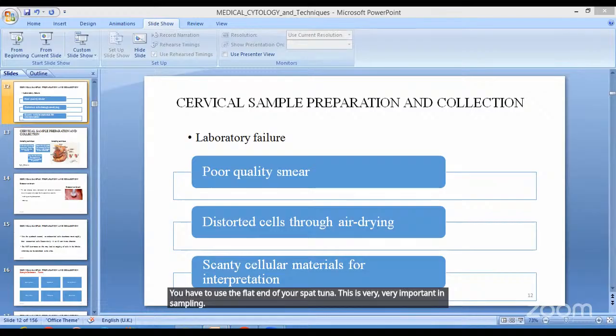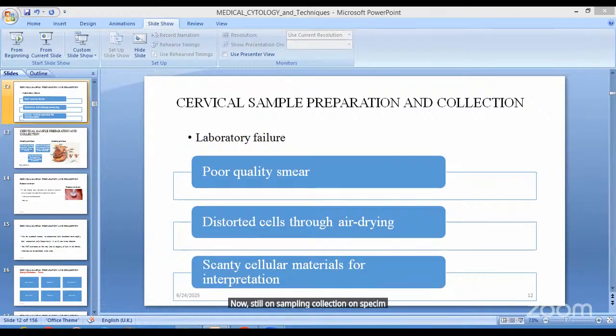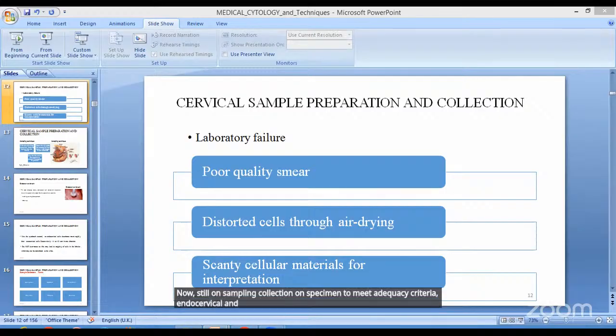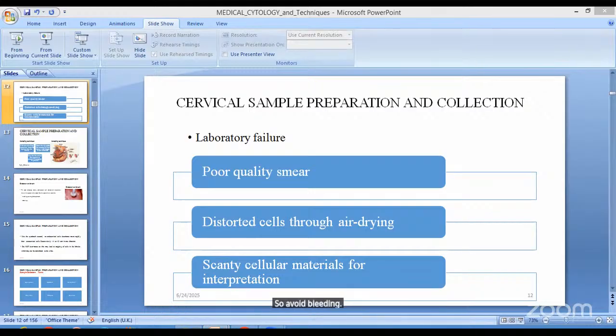Now, still on sampling, collection of specimen. To meet adequacy criteria, endocervical and ectocervical components should be present in the smear. Use the spatula first to avoid bleeding from the cytobrush. So use the spatula to collect the ectocervical sample, and then use the cytobrush to collect the endocervical cells.